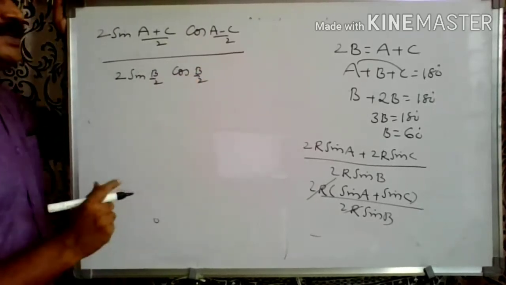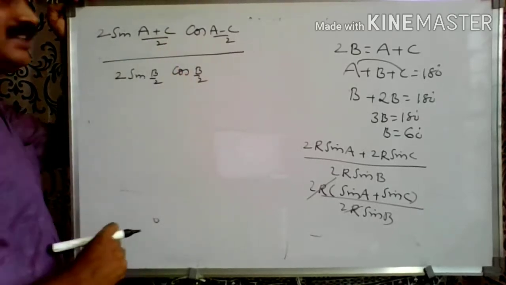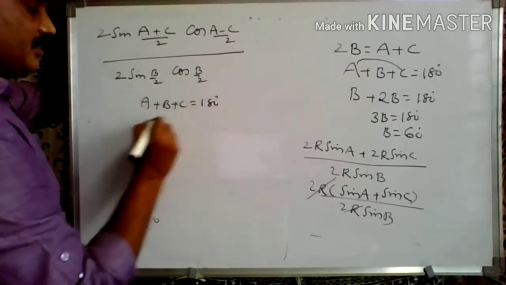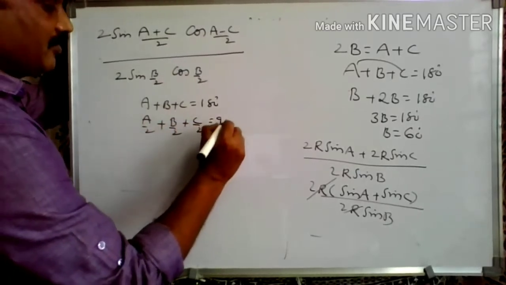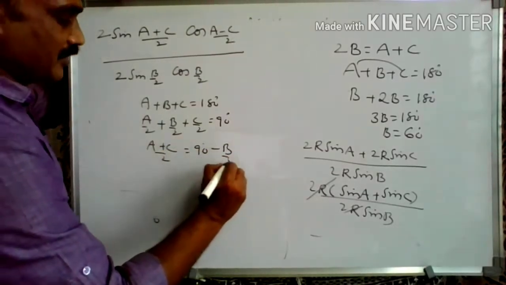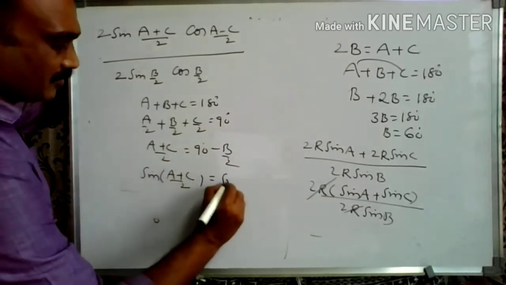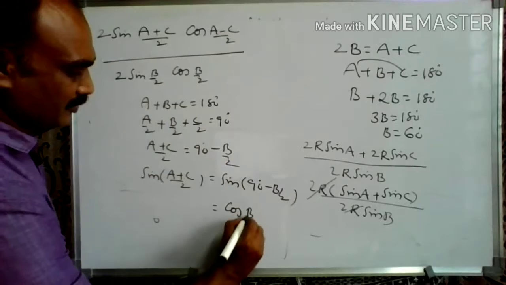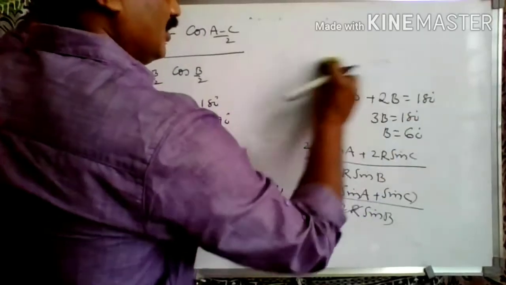Students, A plus B plus C is equal to 180 degrees. So A by 2 plus B by 2 plus C by 2 is equal to 180 by 2, which is 90. So (A plus C) by 2 is equal to 90 minus B by 2. Taking sine on both sides, sine of (A plus C) by 2 is equal to sine of (90 minus B by 2), which is equal to cos B by 2.